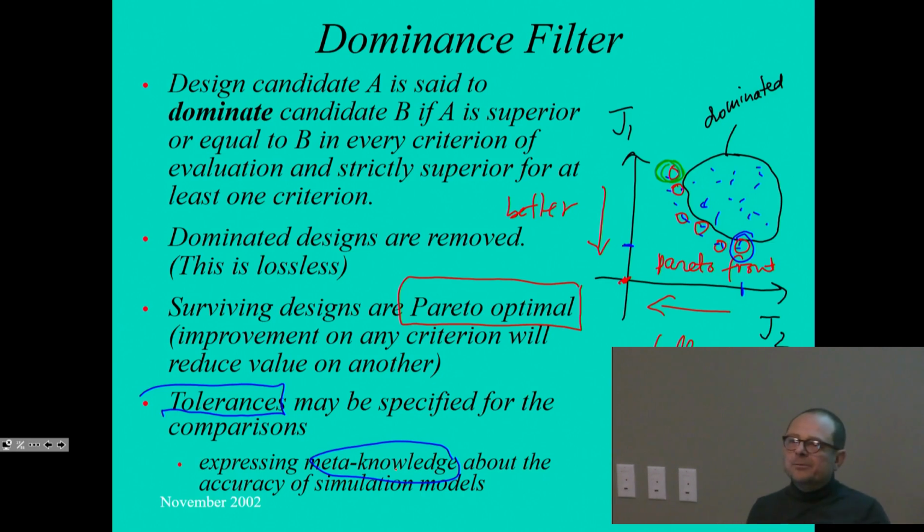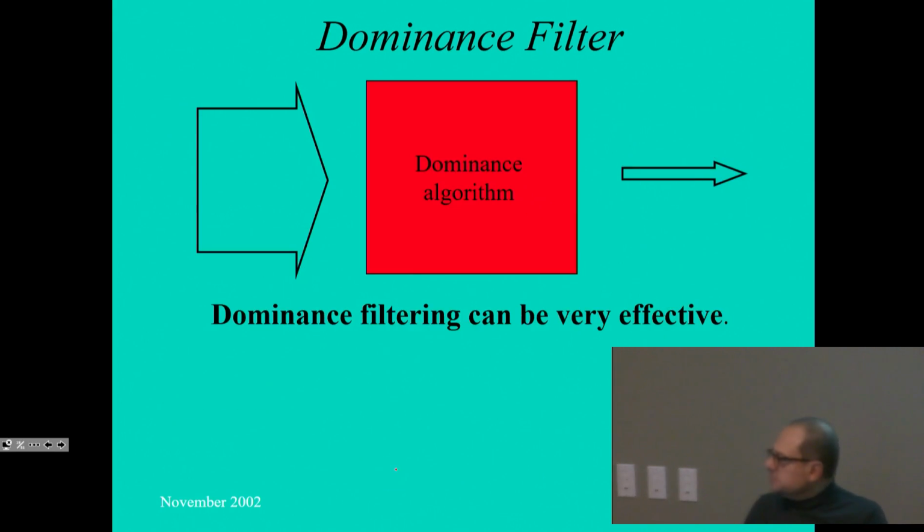So for example, if I'm comparing fuel economy, honestly, to me at 32.5 and 32.3 miles per gallon, I know that my simulation is not that good. They're the same number for practical purposes, okay? So dominance filtering can be very effective.